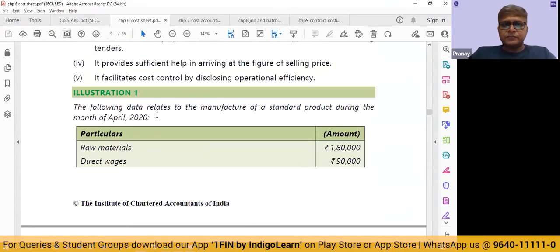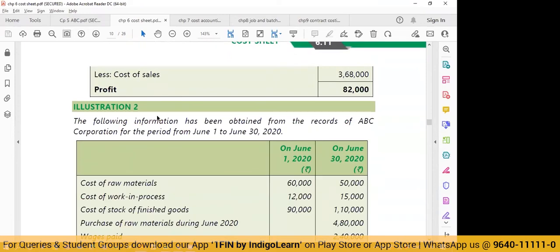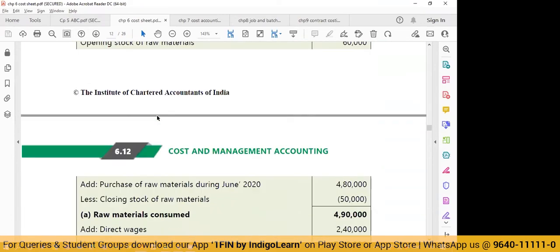Sir, in case a new adjustment comes, we can sometimes use this rule, no? Whenever it is specific, it can be attributable to direct expenses. Definitely.